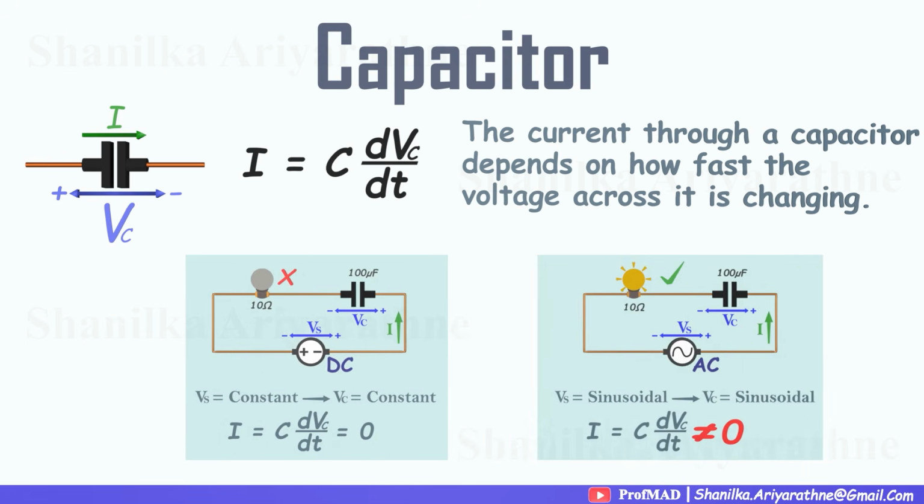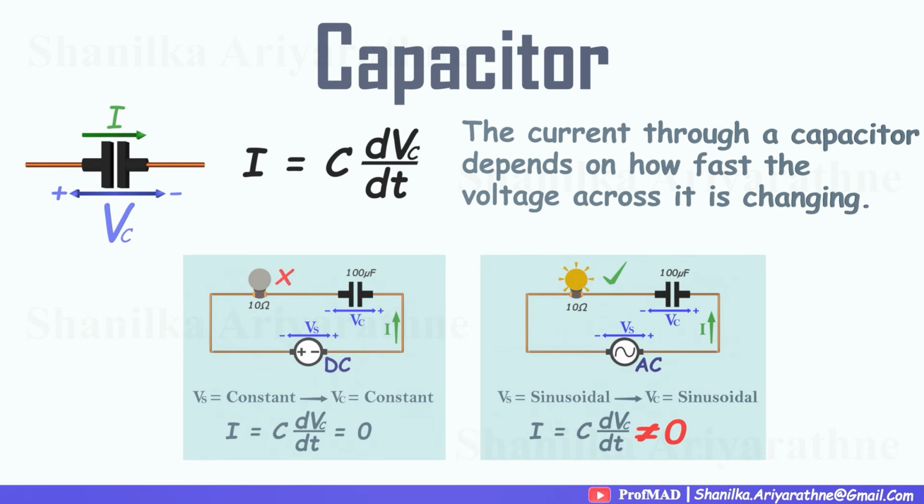But with AC, the voltage is continuously changing direction and magnitude. That means the voltage across the capacitor is also constantly changing, which allows current to keep flowing through the circuit. And that's why the light bulb works with AC.